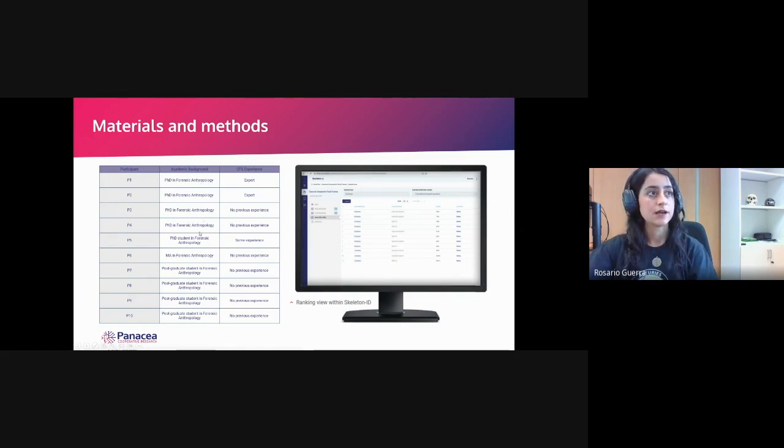So you see half of them were PhDs, well, 4 of them were PhDs, doctors in forensic anthropology, 1 student, 1 MA in forensic anthropology, and the rest postgraduate students in forensic anthropology. 2 of the participants were experts. 1 of them had some experience, and then all the rest had no previous experience, and this was the first time that they were introduced to craniofacial superimposition. We did do a small training and gave them some of the basic fundamental concepts so that they would be able to tackle the scenario.